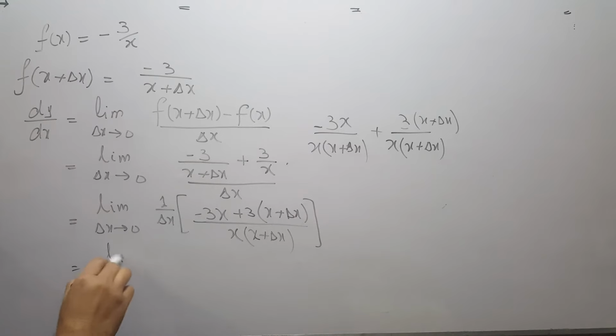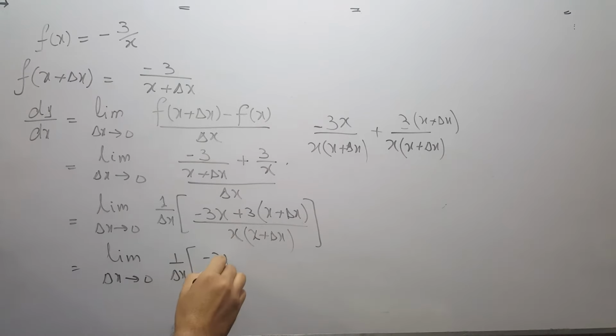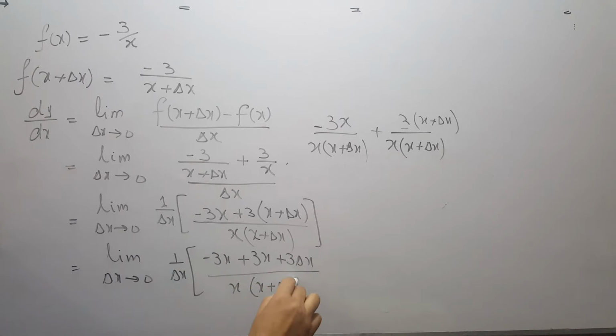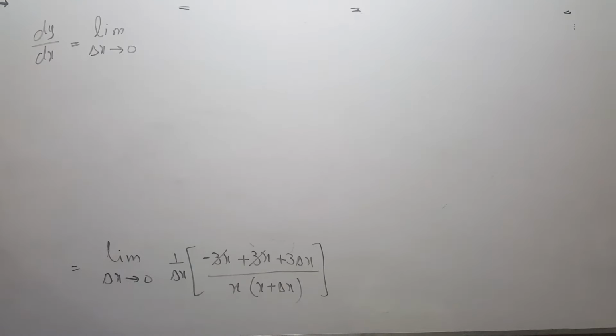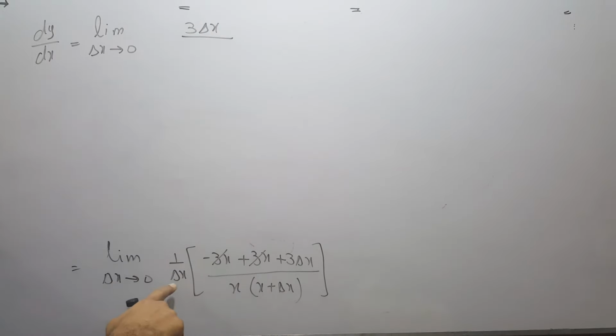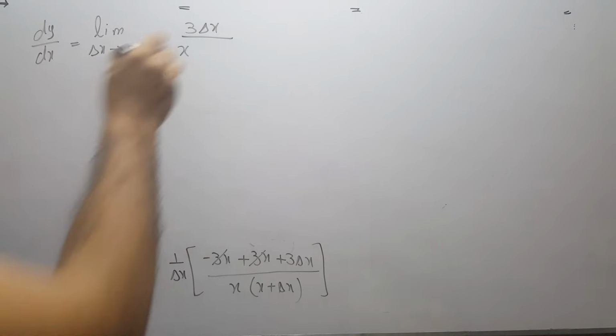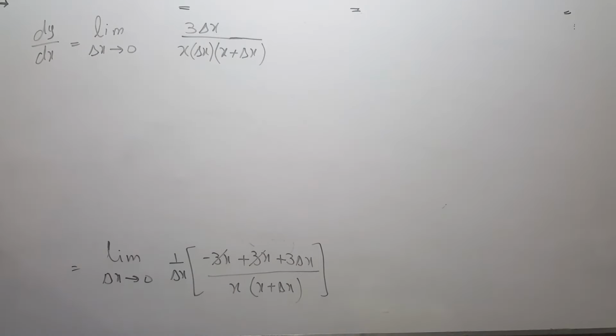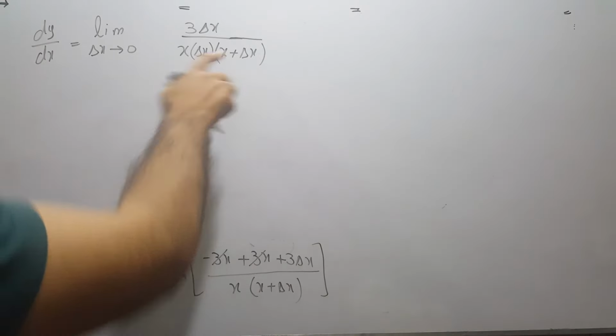Now you can see simply that 1 over delta x stays here, and you can open this up. That would be 3x, and that would be 3 delta x, or x plus delta x. So plus 3 and minus 3, we cancel each other. We are left with 3 delta x, and you can multiply this over here now. So you multiply this delta x to this one, we get x delta x, x plus delta x.